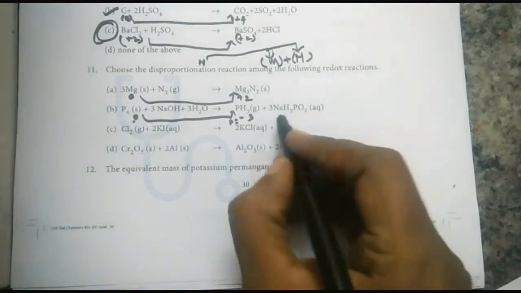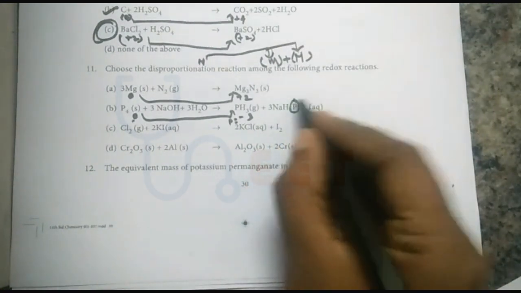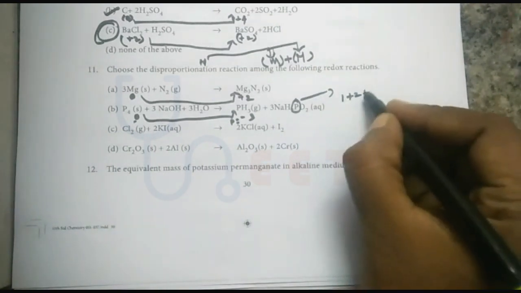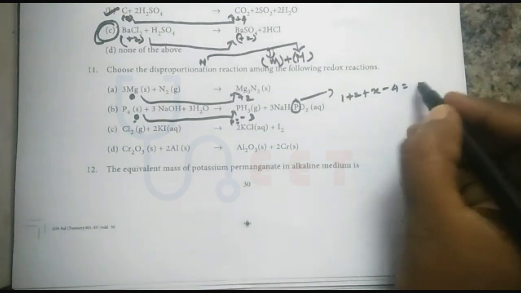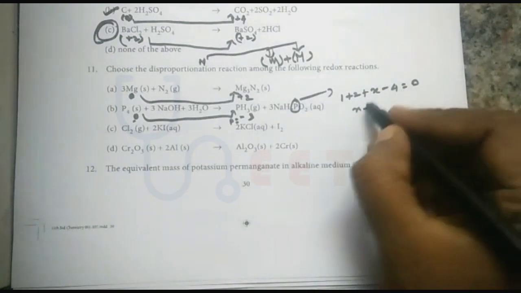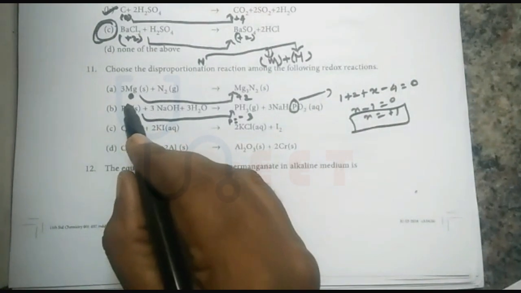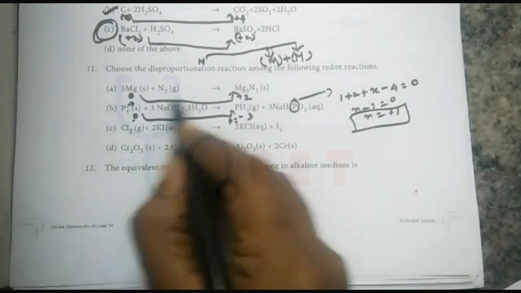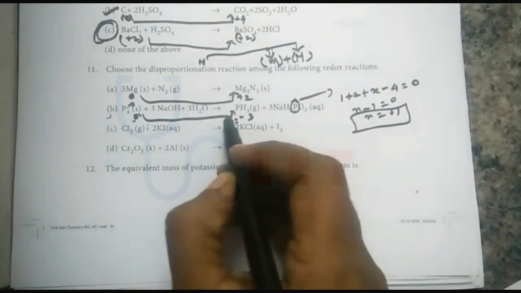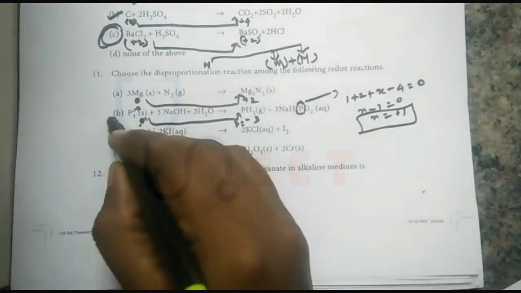Then sodium dihydrogen phosphate. Here, to find the oxidation state of phosphorus, sodium is +1, hydrogen is +2, and phosphorus is considered as X. So X + 1 + 2 - 8 = 0, X = +5. Here the phosphorus undergoes oxidation from 0 to +1. So in the case of B, phosphorus undergoes reduction as well as oxidation. This type of reaction is called a disproportionation reaction. So the answer is B.